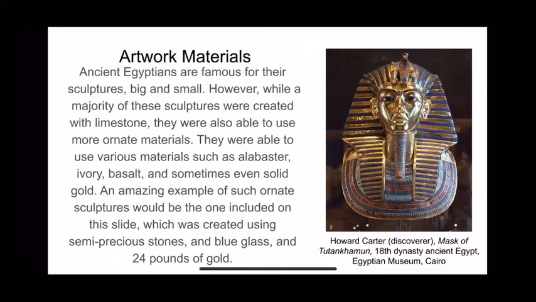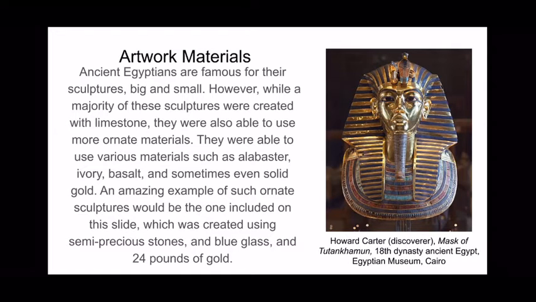Ancient Egyptians are famous for their sculptures, big and small. However, while a majority of these sculptures were created with limestone, they were also able to use more ornate materials. They were able to use various materials such as alabaster, ivory, basalt, and sometimes even gold. An amazing example of such ornate sculptures would be the one included on the slide, which was created using semi-precious stones, blue glass, and 24 pounds of gold.